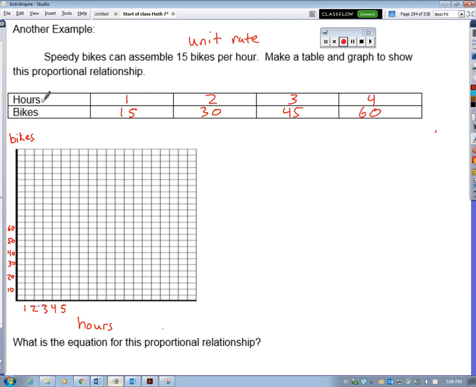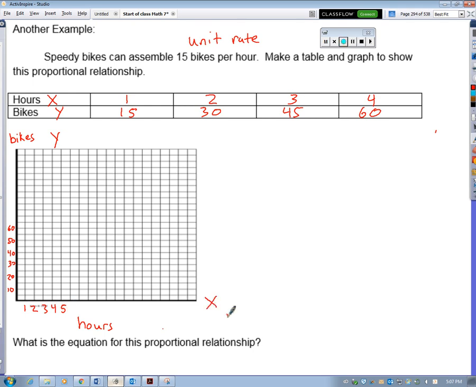Now we need to decide which one of these is our X and which one of these is our Y. Well, the hours cannot change, the hours stay the same. We can't change time, alright? But the number of bikes that can be made in an hour can change depending on what company you have or what people you're using to assemble the bikes. So this is a number that can change, all right? And that matches what we have going on here. The number of bikes is this number right here, and that is our y-axis. And then down here we have our hours. This is our x-axis.